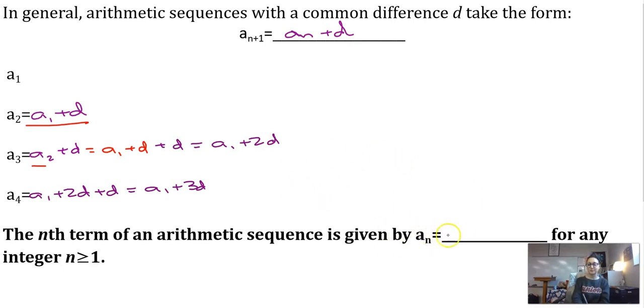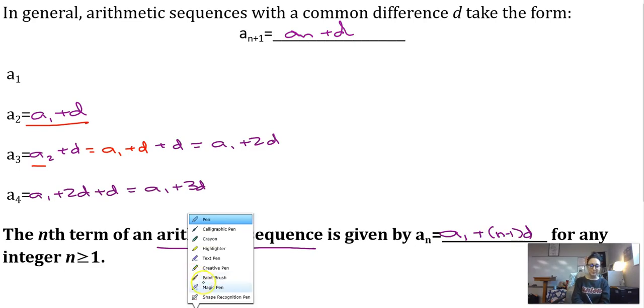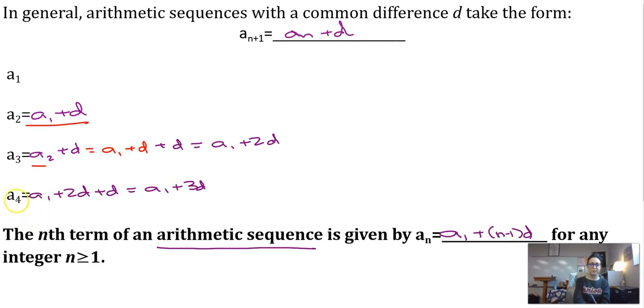For a sub n, write this for me. For an arithmetic sequence, a sub n equals the first term, a sub 1, plus d, how many times? n minus 1 times, right? If I want to find the fourth term, I need to add d 3 times. If I want to find the third term, I need to add d 2 times. If I want to find the second term, I need to add d just 1 time.